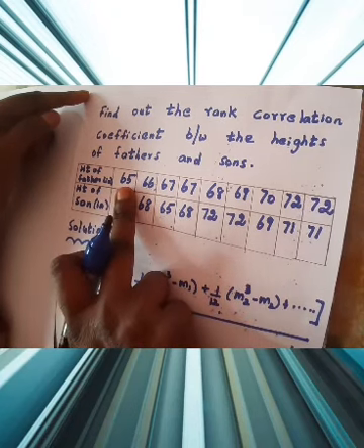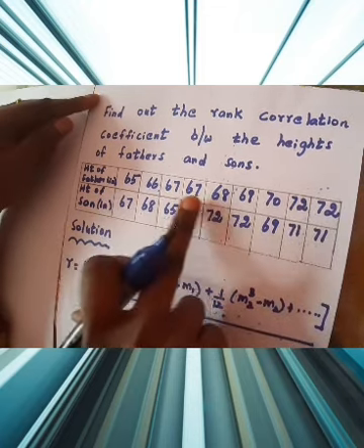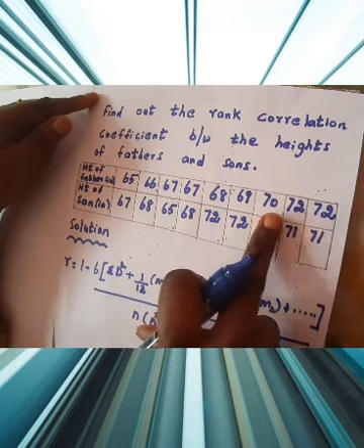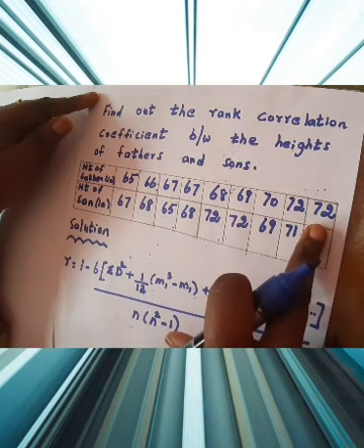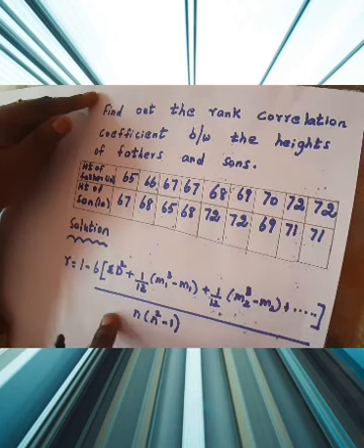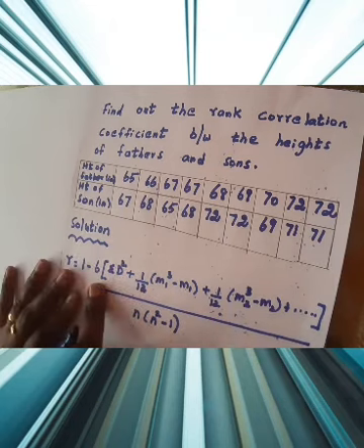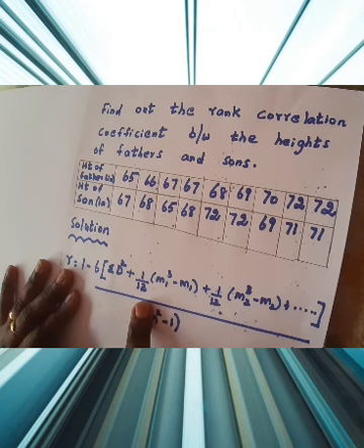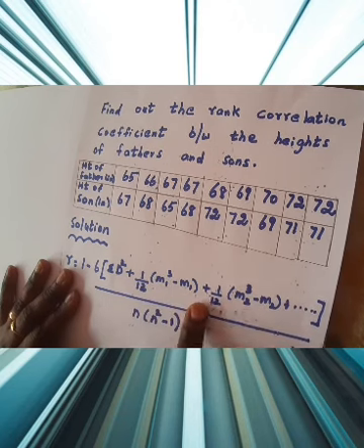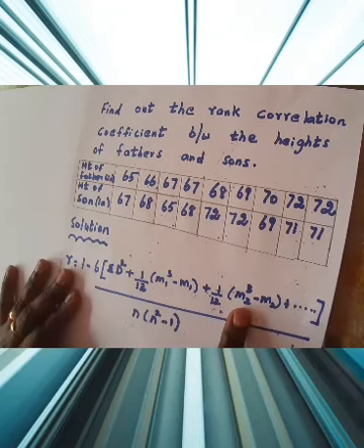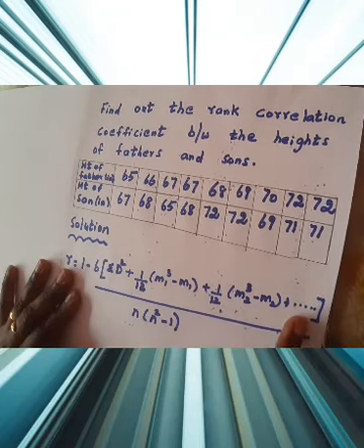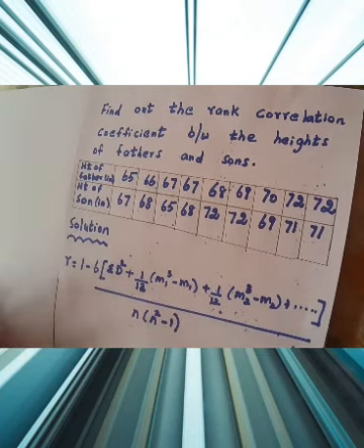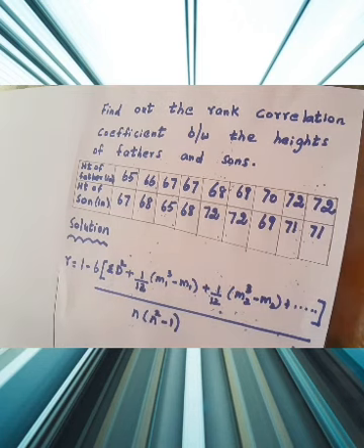If you see the height of father, 65, 66, 67 is repeated twice. So definitely we are going to follow the second formula. Then 68, 69, 70, 72 is also repeated twice. So definitely we are going to use the second formula. R is equal to 1 minus 6 times summation of d square plus 1 by 12 times m1 cube minus m1 plus 1 by 12 times m2 cube minus m2 plus it goes on, divided by n times n square minus 1. Now we will see how we are going to solve. Here we go.